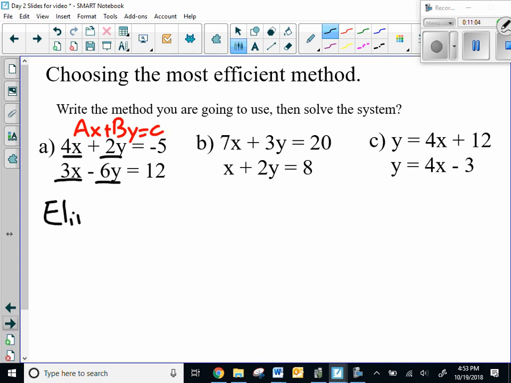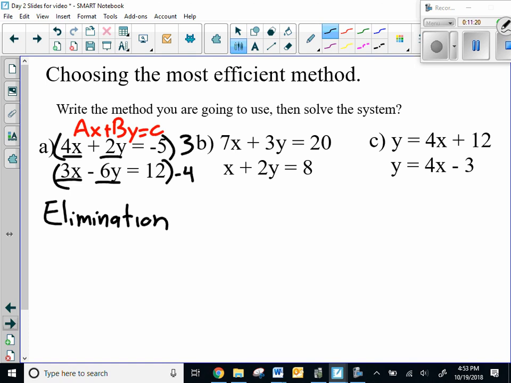Let's use elimination, right? Elimination would be to use this one here. We would just multiply both equations, first one by 3, second one by -4. So there you're going to use elimination. All right, how about B?